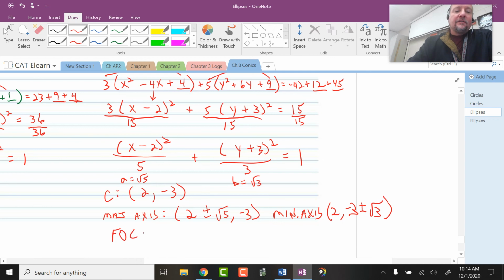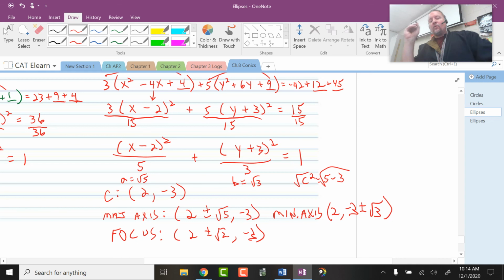And then the focus, that's what I was trying to do too quick. 5 minus 3 is 2. And then square root it. And where is the focus? Along the x-axis. So it affects the center x coordinate. And then eccentricity is square root of 2 over, oh boy, square root of 5. If you rationalize that, multiplying both top and bottom would be root 10 over 5.